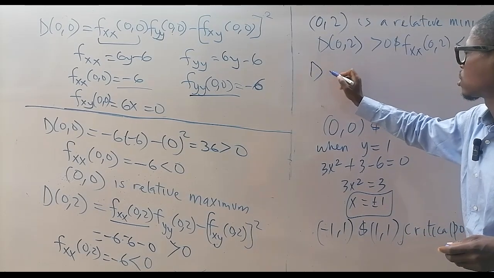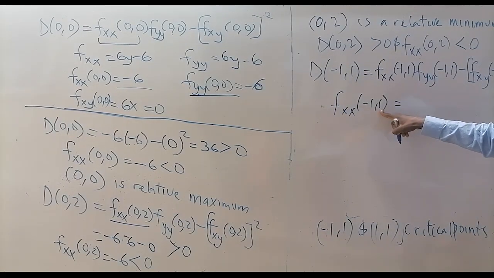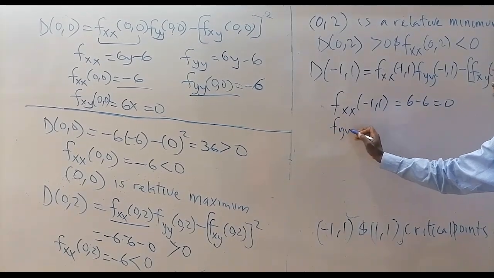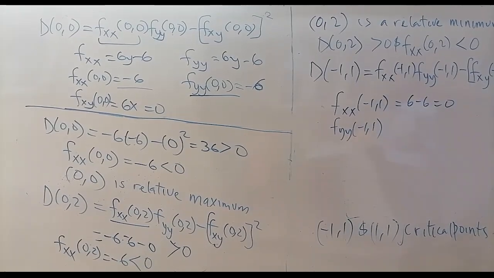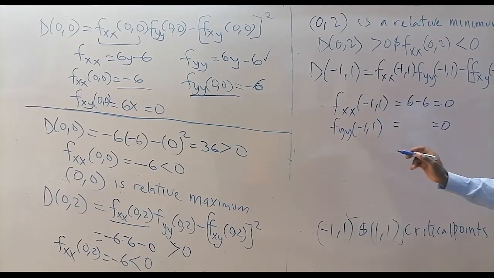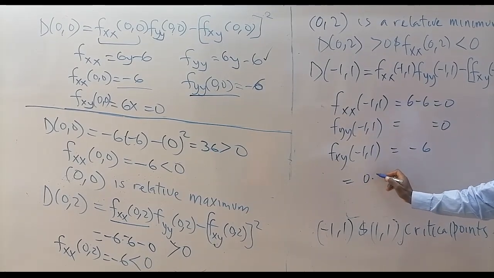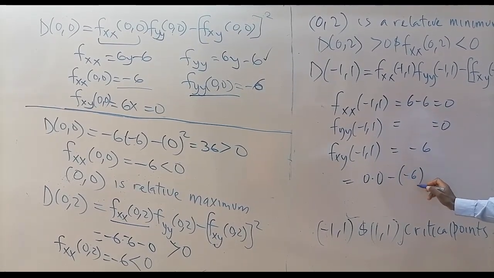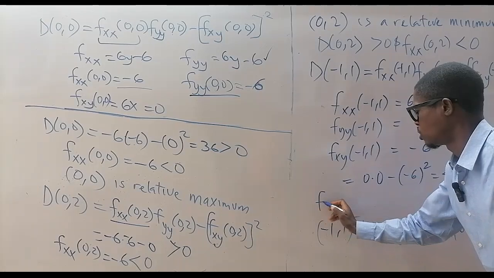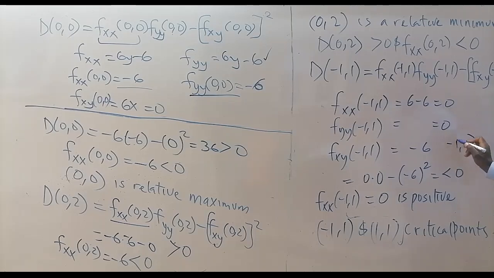Let's check D at (minus 1, 1). We substitute y is 1, so that will be 6 minus 6, that's 0. Then this one at that point will also be 0. Then we also check the mixed derivative, which gives us minus 6. So let's substitute those values: 0 times 0, minus (minus 6) squared. That's less than 0, so minus 1, 1 is a saddle point.